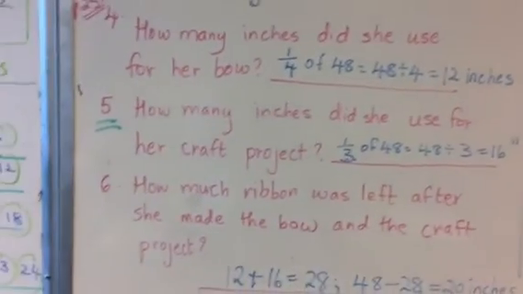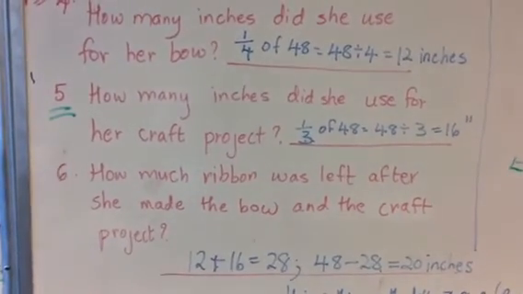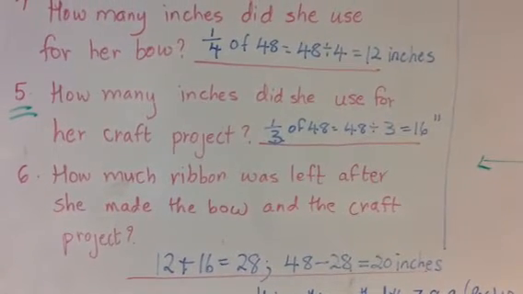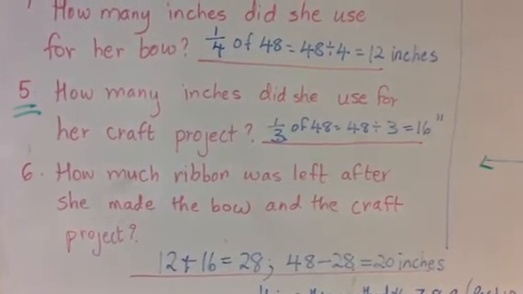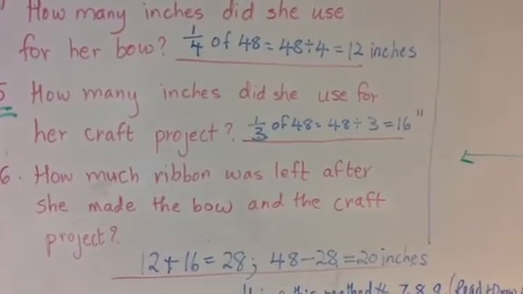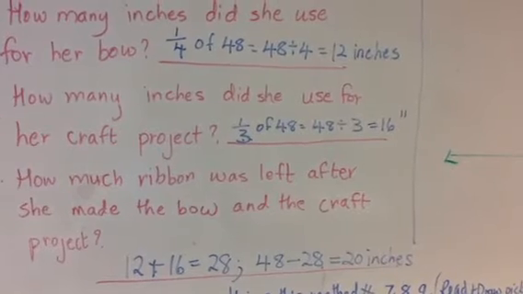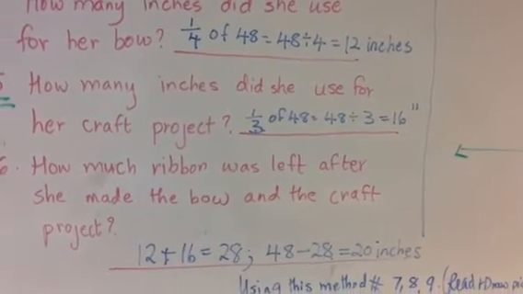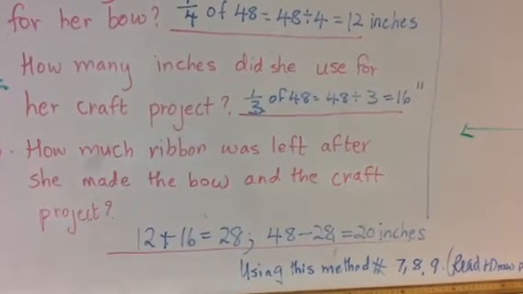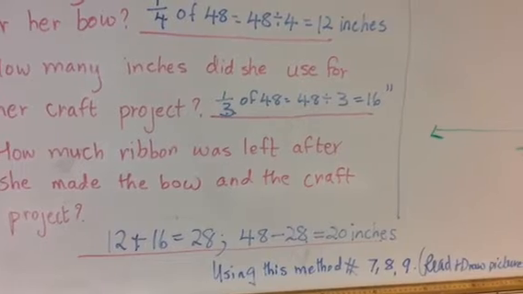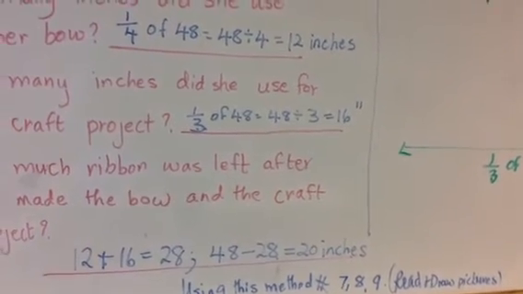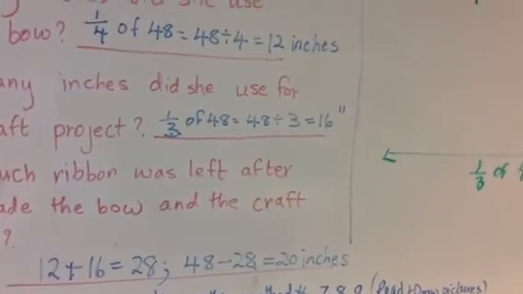Okay, let's go on to number 6. How much ribbon was left after she made the bow and the craft project? So 12 inches first plus 16 inches next equals 28, and I used a semicolon. 48 minus 28. A semicolon is always used when things are related to each other. It's a bigger comma. Equals 20 inches. Using this method, please do 7, 8, and 9. Read and draw, and I will answer questions on Zoom.